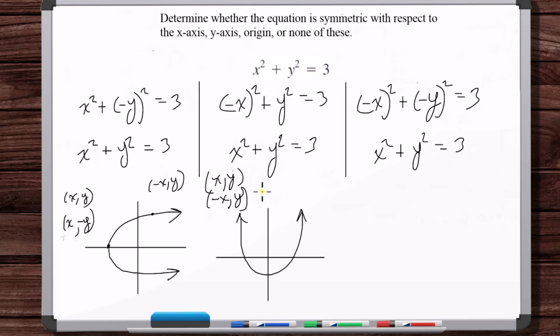Okay? Now, for symmetric about the origin, let's look at a case where you're symmetric about the origin, but you're not symmetric about the x or y axis.